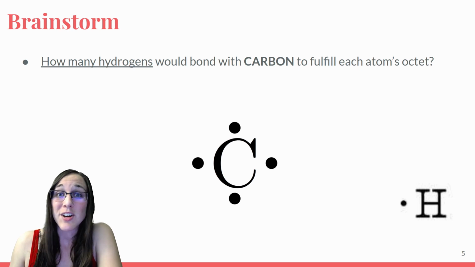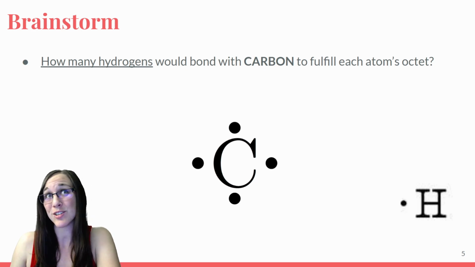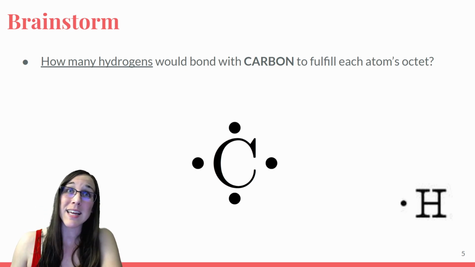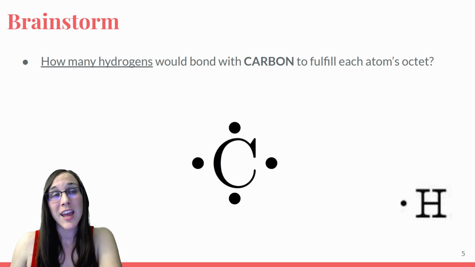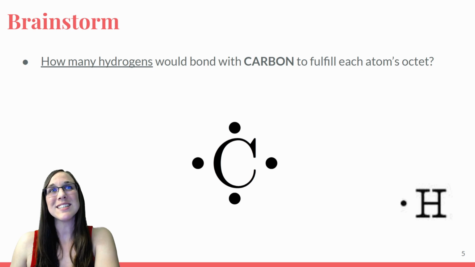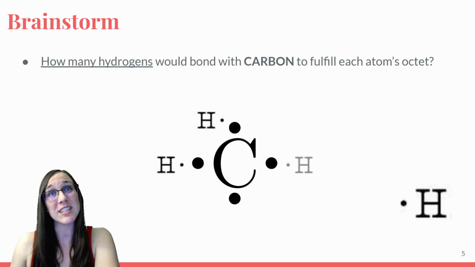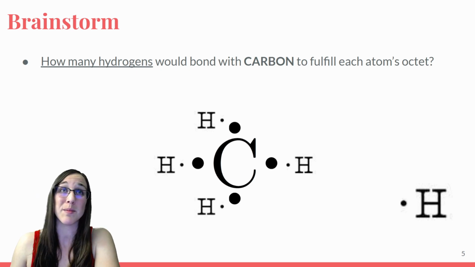Hopefully you're noticing that carbon itself has 4 valence electrons. In order to fulfill carbon's octet, in other words, having 8 electrons around it, we need atoms that can bring an electron each. A hydrogen has 1 electron to bring, conveniently. So since there are 4 valence electrons around carbon, we need 4 hydrogens, each bringing their own electron to the party.